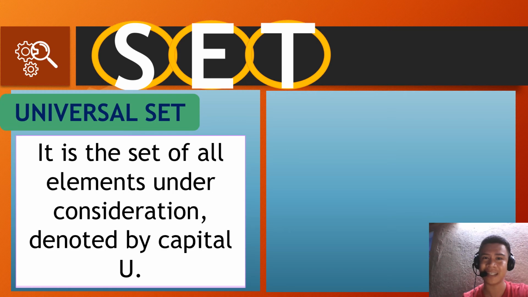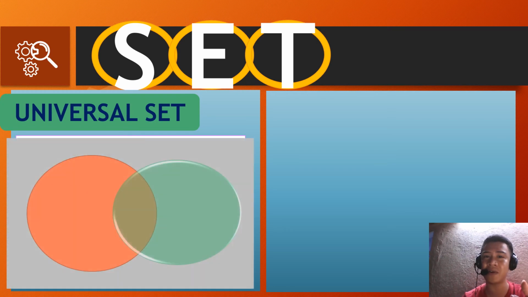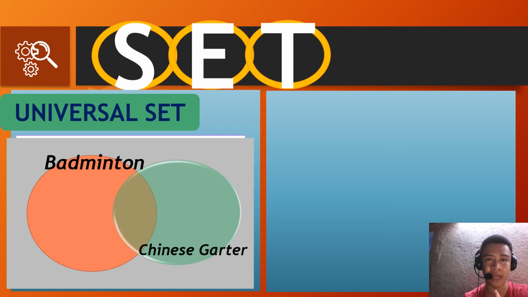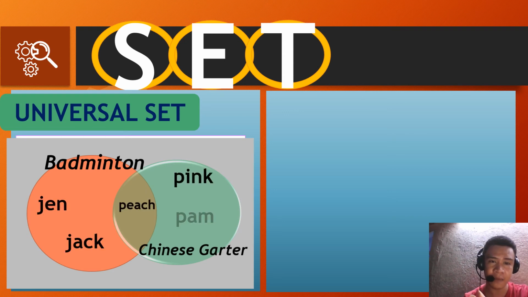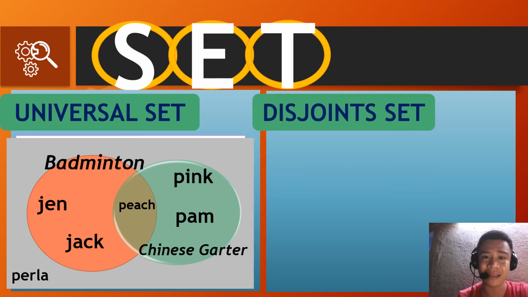In our case, the universal set is our 6 players. We have people who played badminton and people who played Chinese Garter, as well as yung tao na hindi naglaro both badminton and Chinese Garter. So ano yung universal set natin dito? We have the universal set: Jen, Jack, Peach, Pink, Pom, and Perla. Kasama na po si Perla sa universal set.